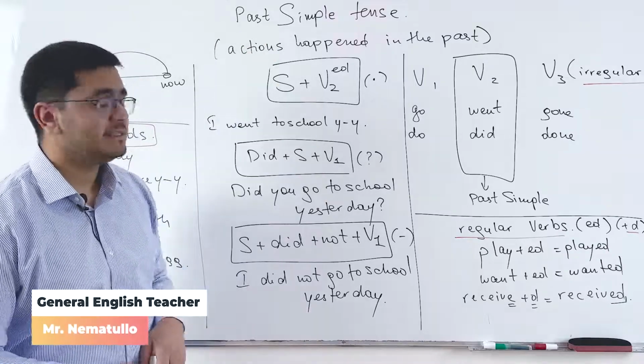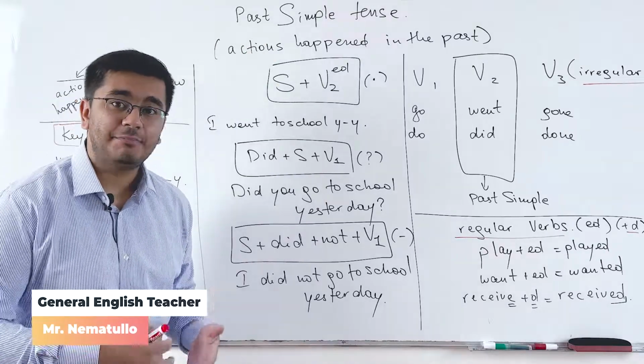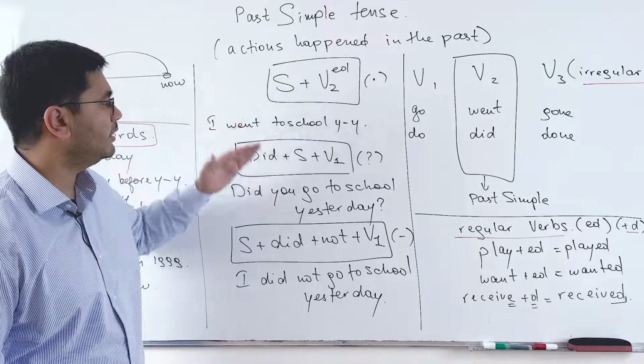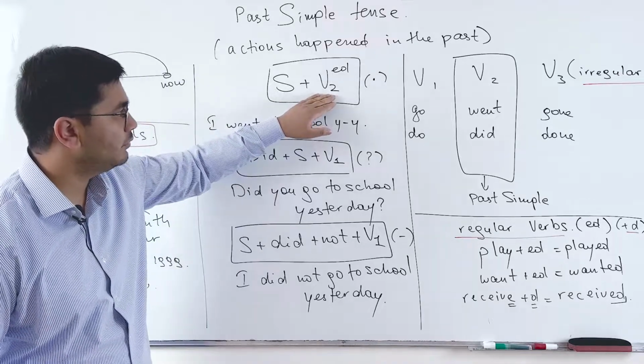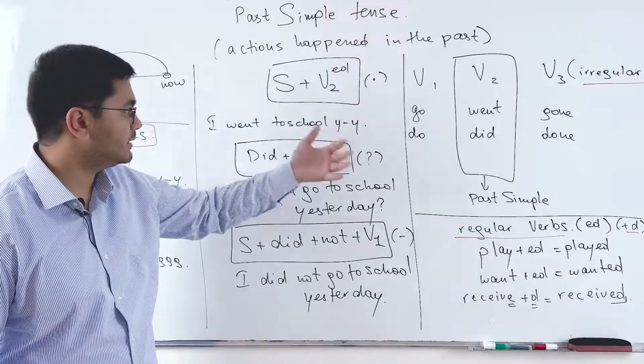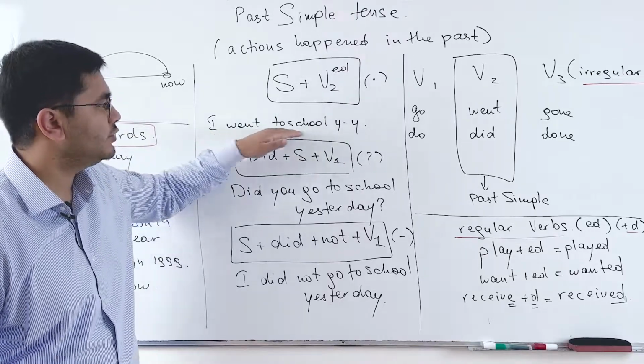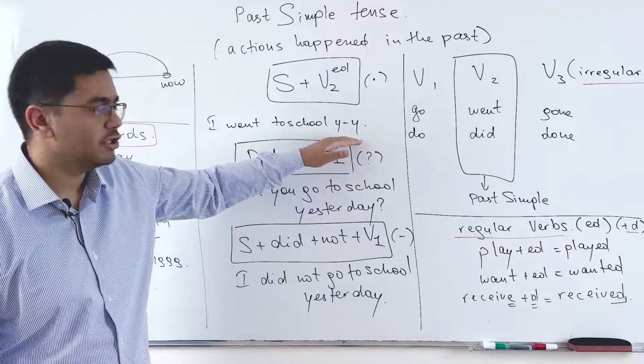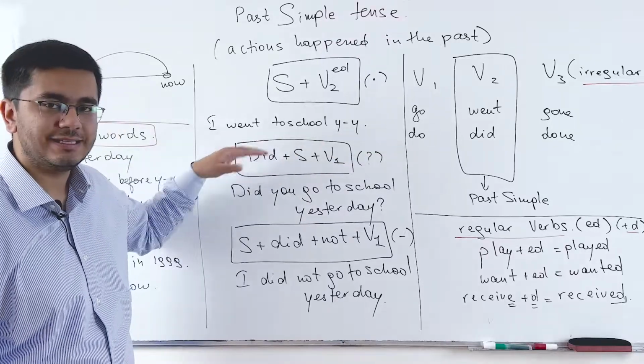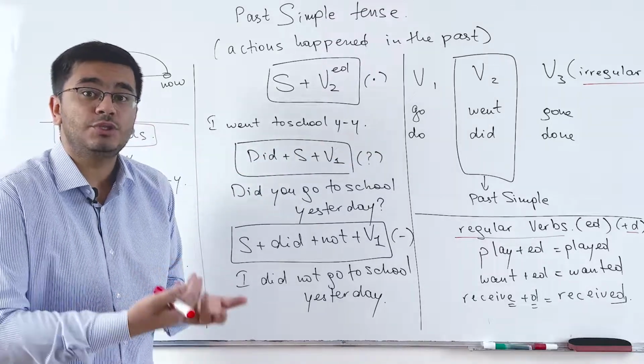So, past simple tense, it's actions that happened in the past. The formula is subject plus verb 2 or ed. This is the positive formula and an example is: I went to school yesterday. So what is actually here, went? This is verb 2. What is verb 2 actually?